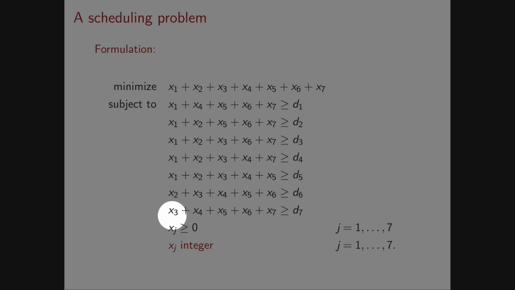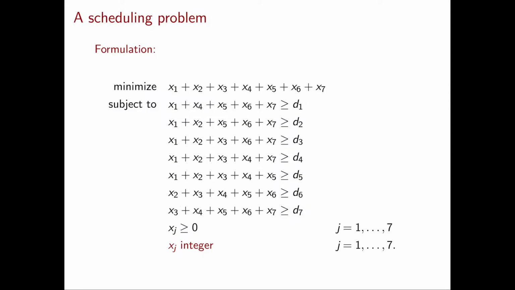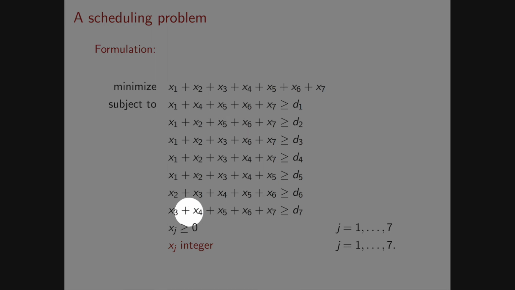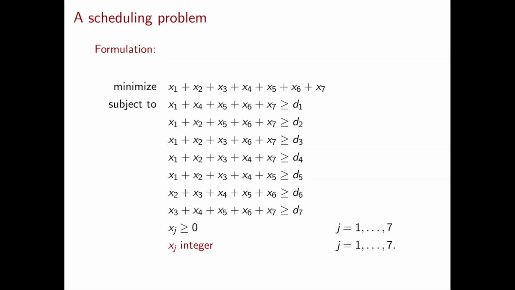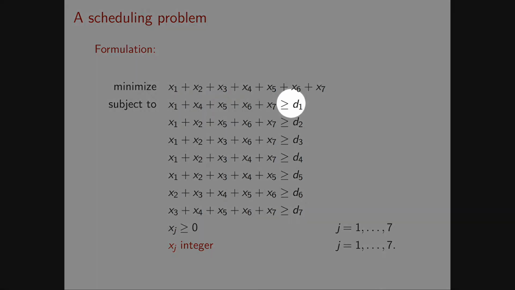Now, the ones that started 5 days before, of course, they will not be working on the day 7 because they have completed their shift on the day 6. Therefore, the constraint corresponding to day 7 is this one, x3 plus x4 plus x5 plus x6 plus x7 greater than or equal to d7. Now, similarly, you can obtain all other days. For example, what are the nurses that will be working on day 1?